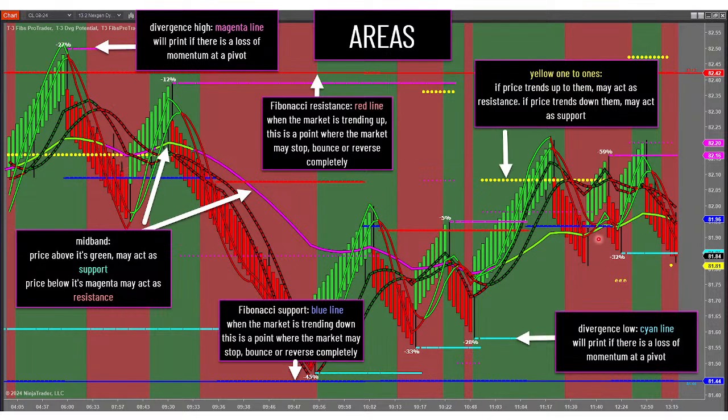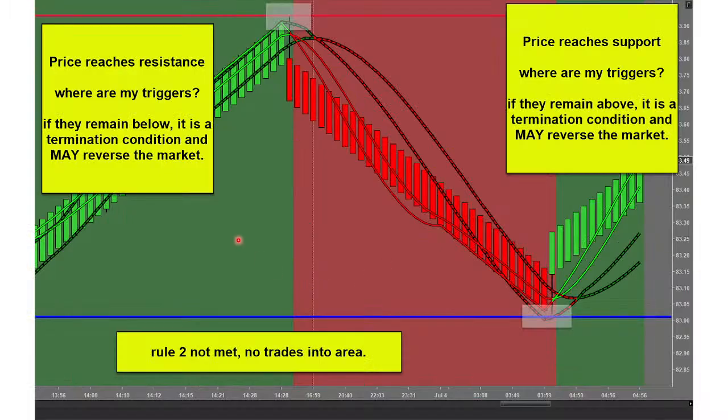So to determine whether or not these lines are a termination condition, the first thing we're going to let happen is that we're going to let price reach that line. Whether it is Fibonacci resistance, a divergence high, yellow one-to-ones, whether it's Fibonacci support, a divergence low, yellow one-to-ones, we're going to allow our price bars to get to that area. And that's what sets off the decision-making process that we don't want to be in the middle of.